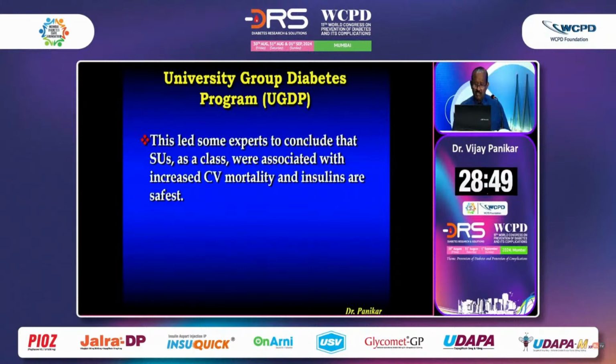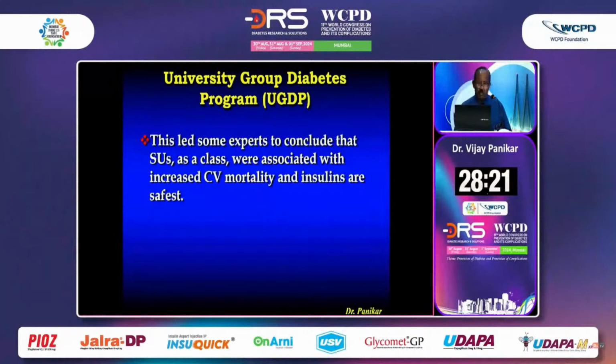So this led some of the experts to conclude that sulfonylurea as a class was associated with increased cardiovascular mortality. And I joined medical school in 1971. My dad was a diabetic, and he was taking the first generation sulfonylurea chlorpropamide, which was named Dibenis from Pfizer at that time. And after this study came, his physician said, no more OHA, you should be on insulin.